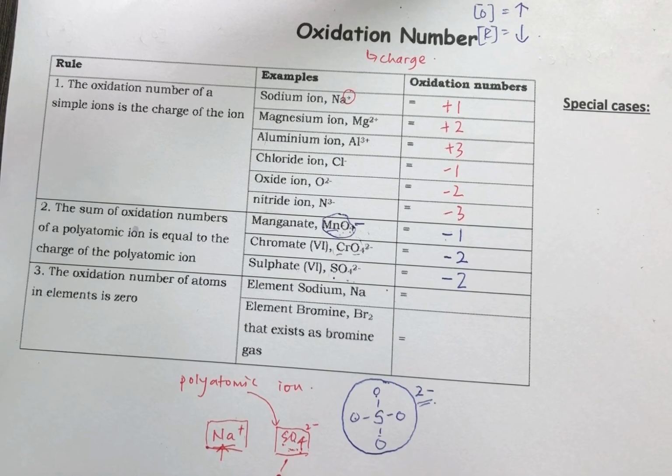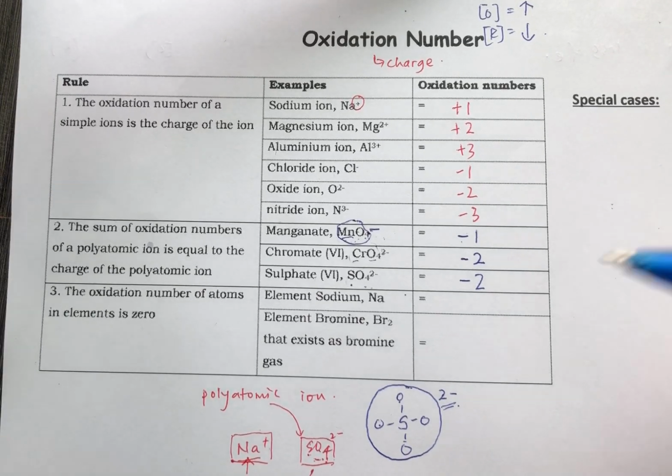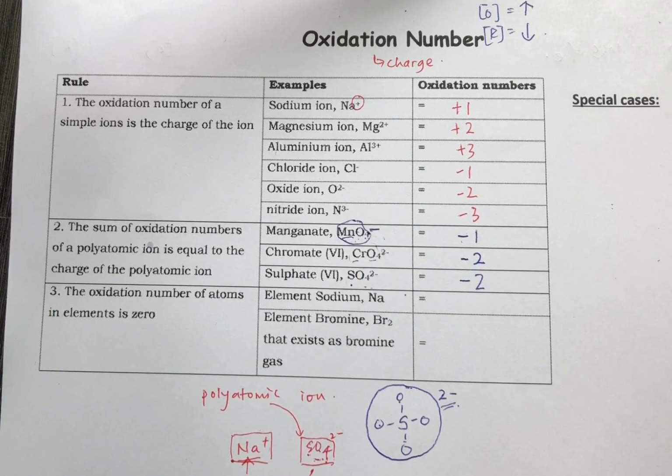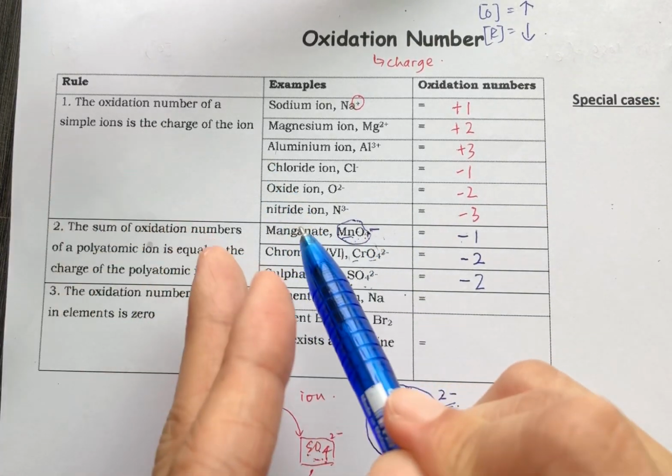So this is about oxidation number. Basically it means the charge on the ion. And remember, oxidation number or charge, only ions have charge.